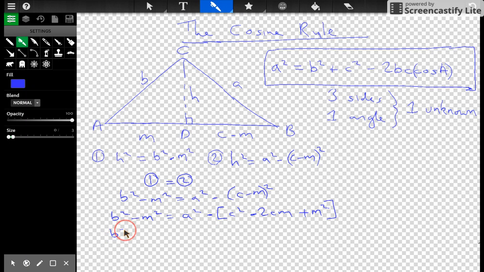So B squared minus M squared is equal to A squared minus C squared plus 2CM minus M squared. Now if you add M squared to both sides, you'll get B squared is equal to A squared minus C squared plus 2CM.